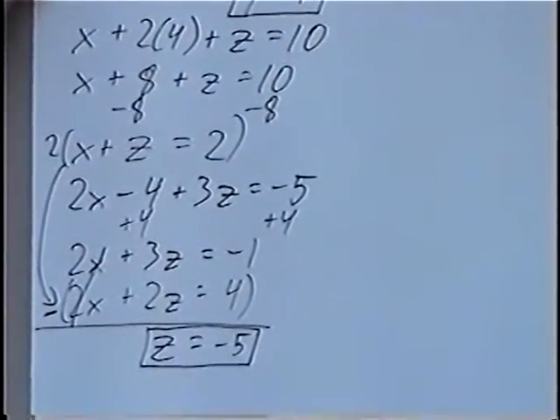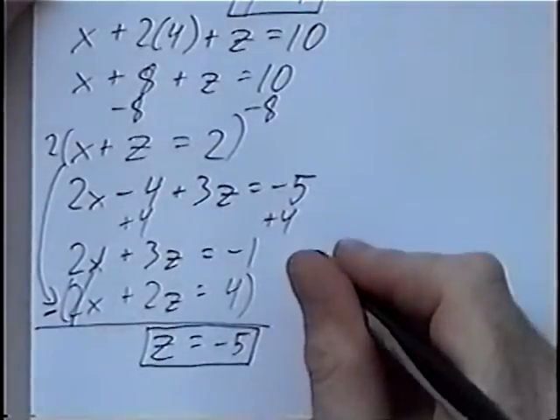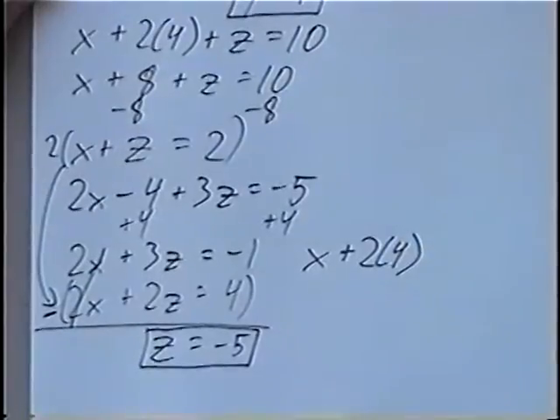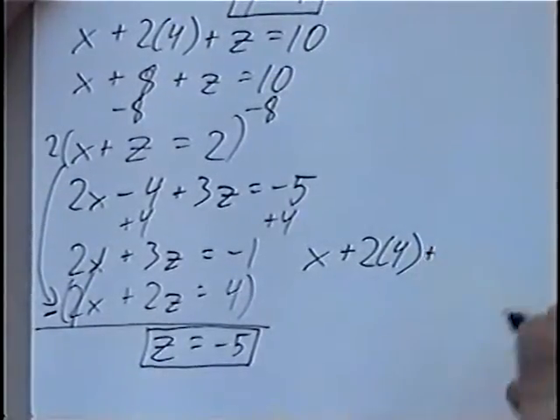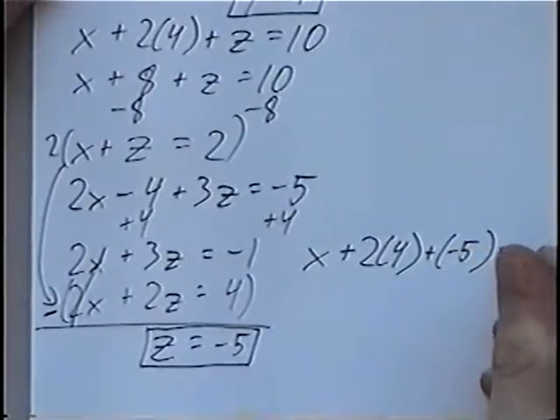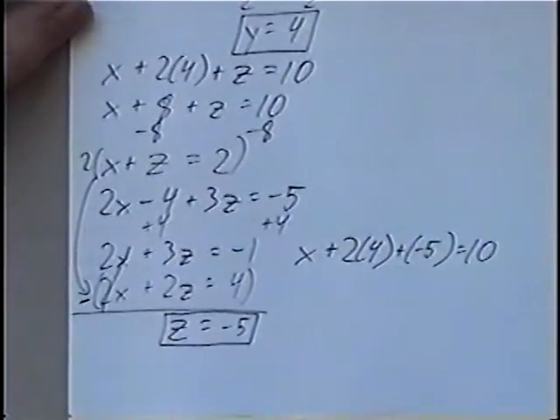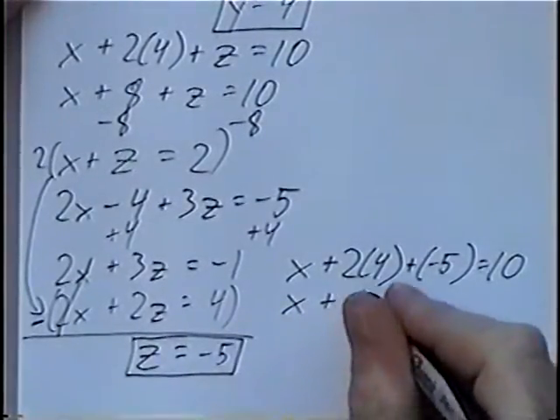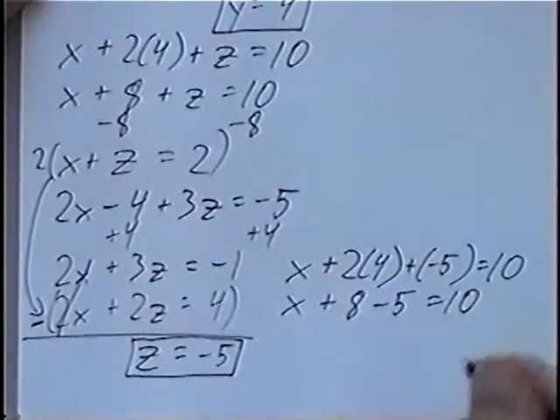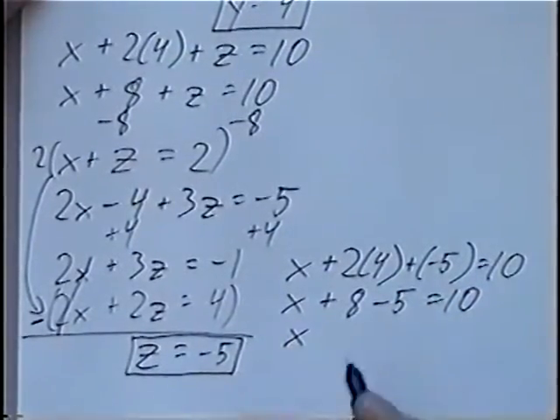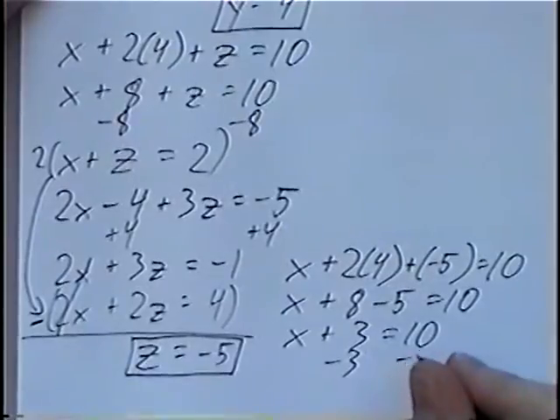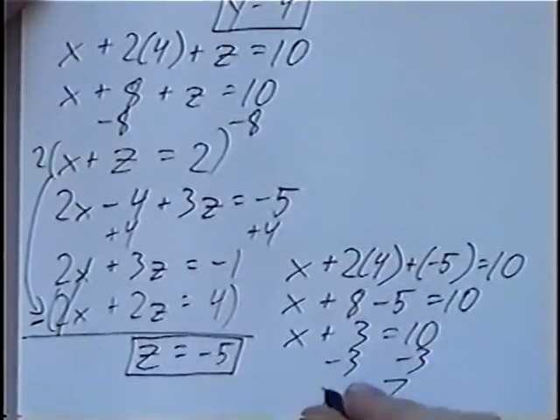Once you have two variables, you can plug them back into either of the first equations to solve for x. If we take the first equation, which was x plus 2y, but instead of y we'll put in 4, and plus z, but instead of z we'll use negative 5, and equals 10. Solving from here, x plus 8 minus 5 equals 10, or 8 minus 5 would be x plus 3 equals 10, and subtracting 3 on both sides, we'll get our final answer, x equals 7.